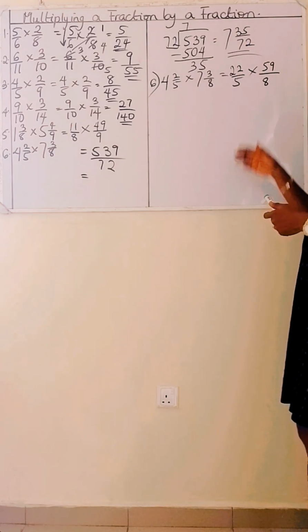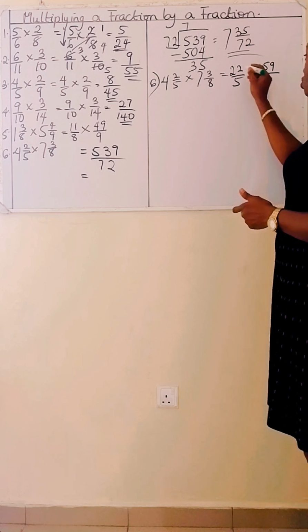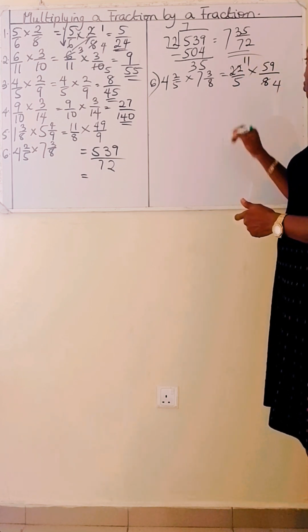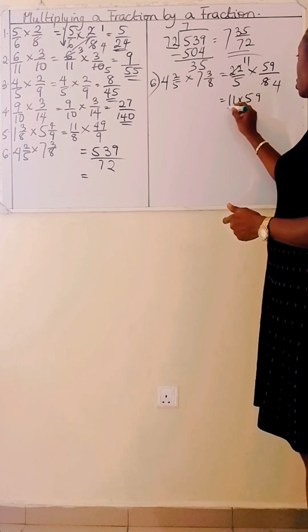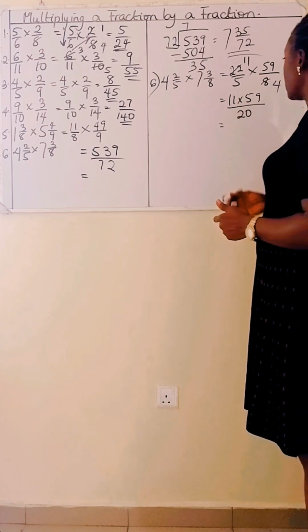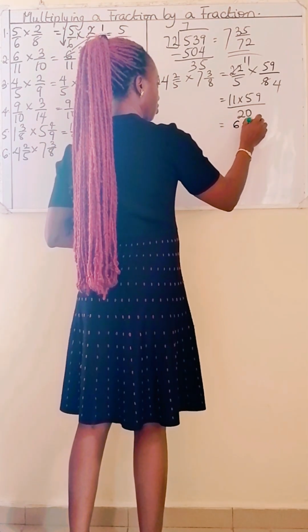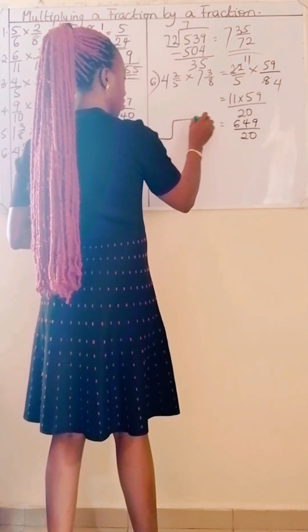Okay, from here we can actually reduce the fraction from 22 and 8. 2 can go here 11, 2 can go here 4. Right, so we have 11 times 59 over 20. 11 times 59 to give us 649 over 20. We're going to use the long division method as well.